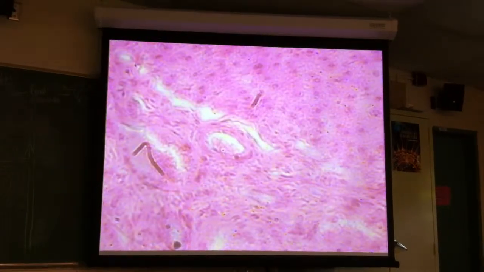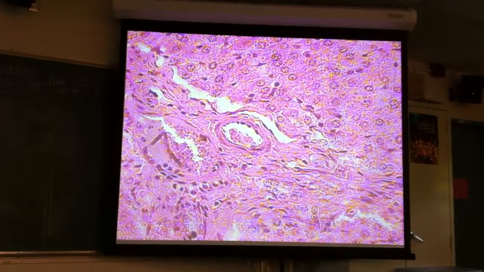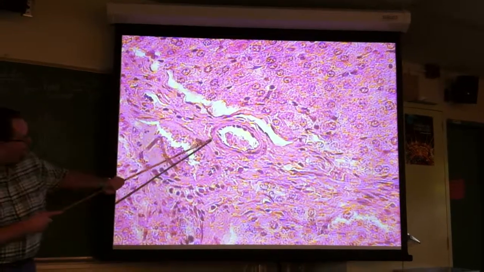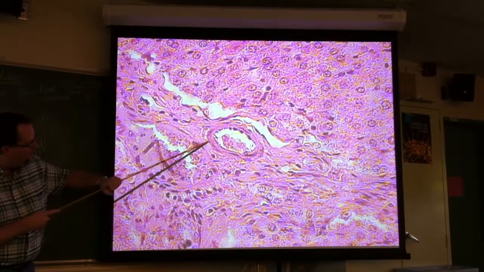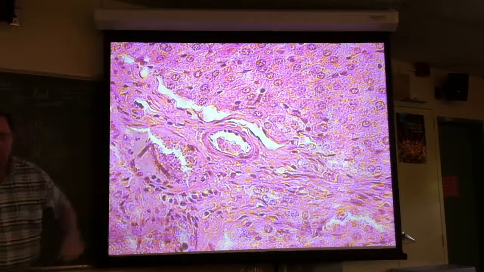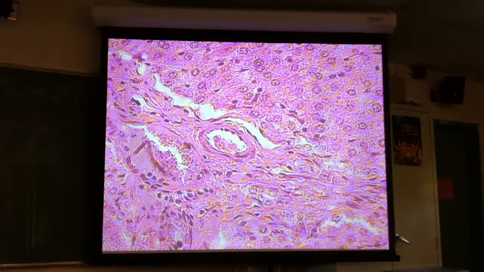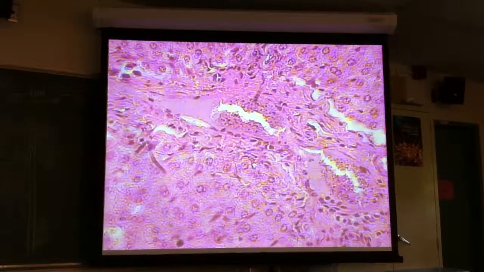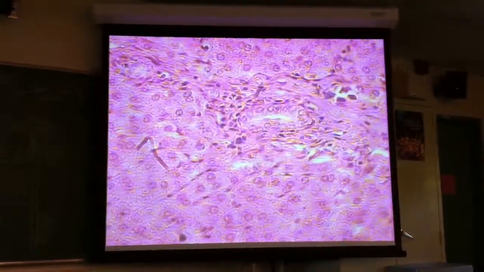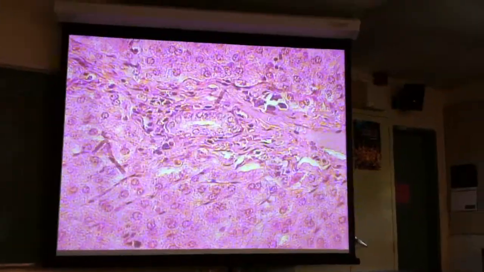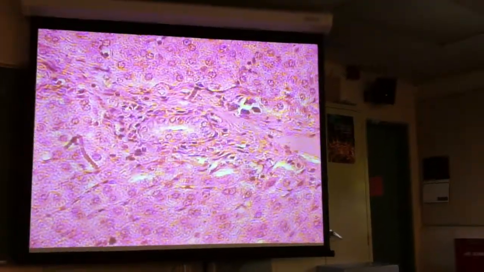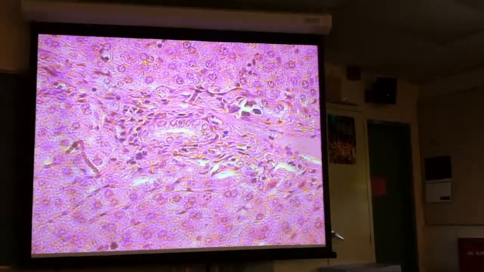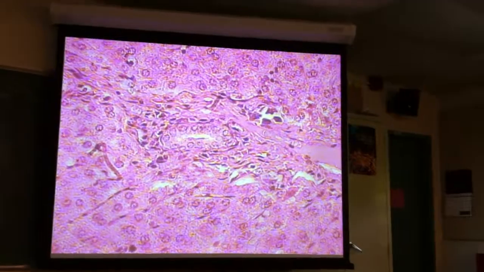There's an artery right in the middle of the field of view. So it's subtle, but see the smooth muscle band right there going around it? Cool. That's an artery, hepatic artery. Right there, kind of hidden, oval, is the hepatic duct. You see the epithelium? Subtle, but it's there. That's cuboidal.